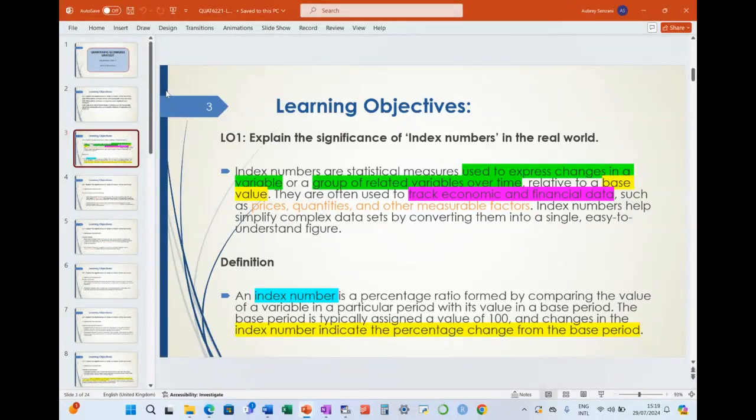Definition. An index number is a percentage ratio formed by comparing the value of a variable in a particular period with its value in a base period. The base period is typically before. We're obviously analyzing this year in comparison to last year, so last year would be our base year. An index number indicates the percentage change from the base period. Did we increase? Did we decrease? So that is that in a nutshell.